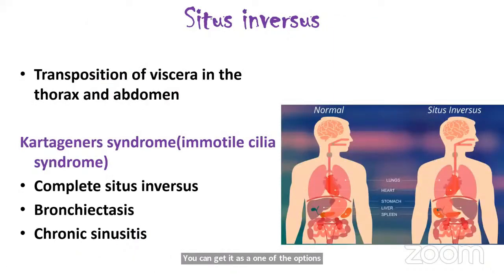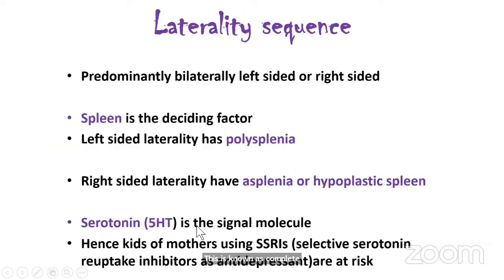Then something about transposition of viscera in thorax and abdomen, that is known as situs inversus. It is commonly seen in the syndrome known as Kartagener syndrome or immotile cilia syndrome. There is complete situs inversus in Kartagener syndrome with bronchiectasis and chronic sinusitis. We can see that the structures which were on the right are actually transferred to the left. This is known as complete situs inversus or Kartagener syndrome.